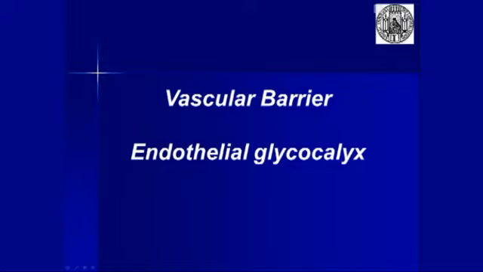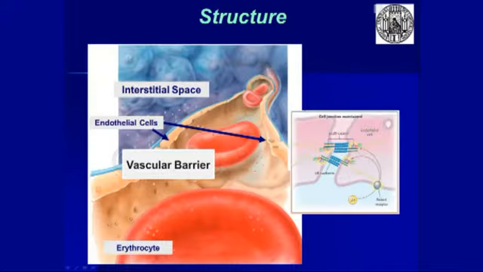In the past decades, we have already learned a lot about the structure of the vascular barrier. By using electron microscopic views, we could see that endothelial cells, which are connected by so-called tight junctions, build up a confluent layer which acts as a competent barrier between the interstitial space and the intravascular space.